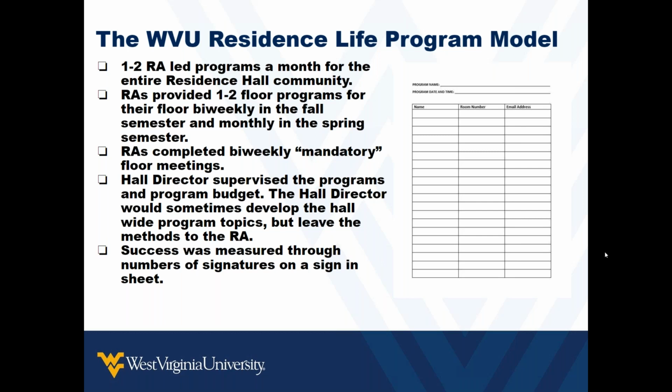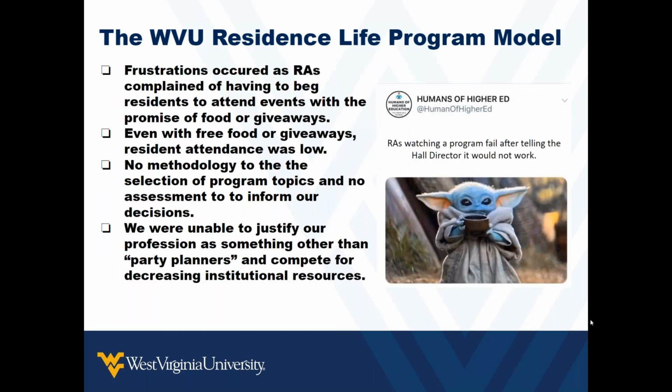And as I mentioned, success was measured through numbers. How many people did you have on your sign-in sheet? How many people did you have attend programs? There was really no assessment to see if folks that attended programs were more likely to be retained, more likely to make friends, feel connected to the university, and so on. There really was no assessment along those lines. It was just assumed that if you had people attend multiple things, it was more likely that they would be successful. Not a bad assumption, but without data to back it up, it really doesn't go any further than that.